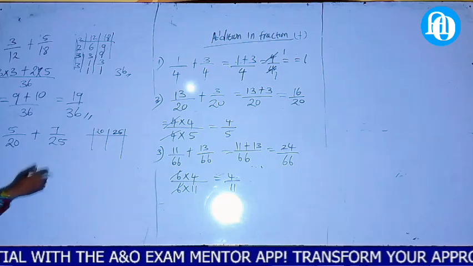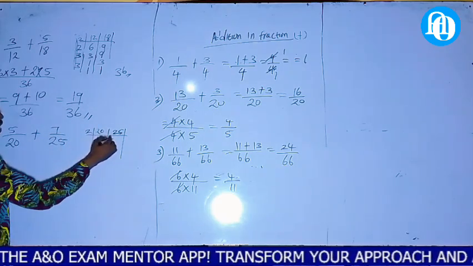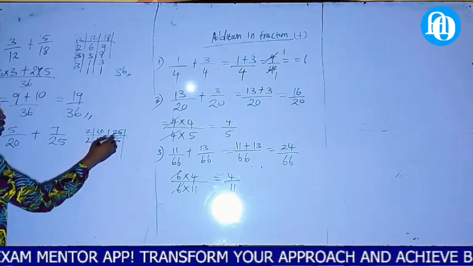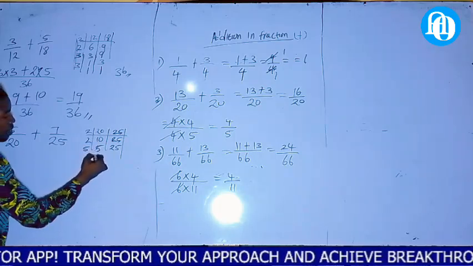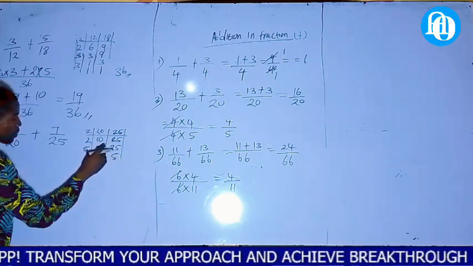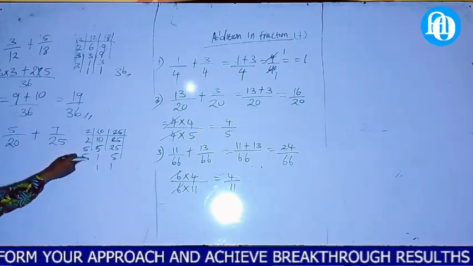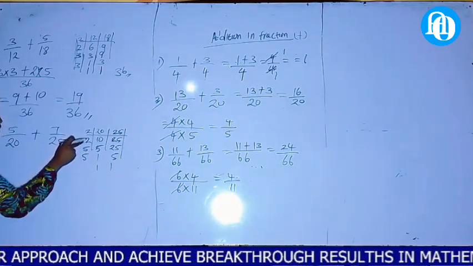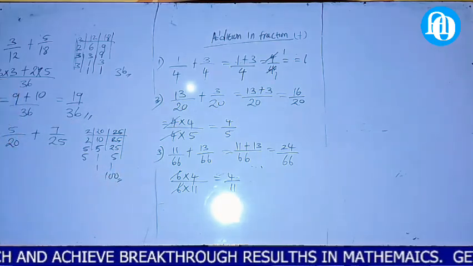What can we do here? What can go? 2 here, 10. 2 here can go. That's 25. What can go? 2 again, 5. This one cannot go, 25. Now what can go again? 5. 5 can go here, 1. 5 can go is 5. 5 here, 1, 1. Now the LCM is what? 5 times 5 is 25. And this one is 50. And 50 times 2 is 100. The answer is 100.